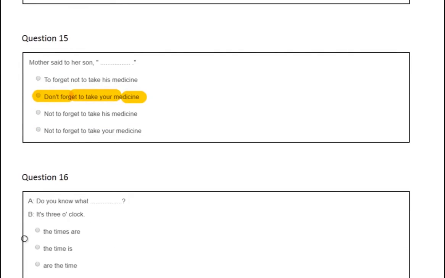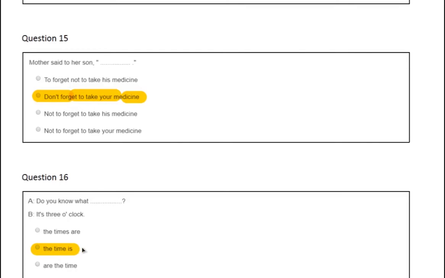16. Do you know what? This is an indirect question. So we are going to choose here the sentence that is not in the form of a question, the affirmative one. Do you know what the time is? What the time is?